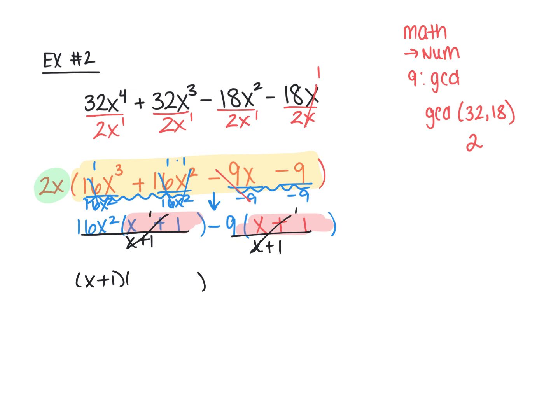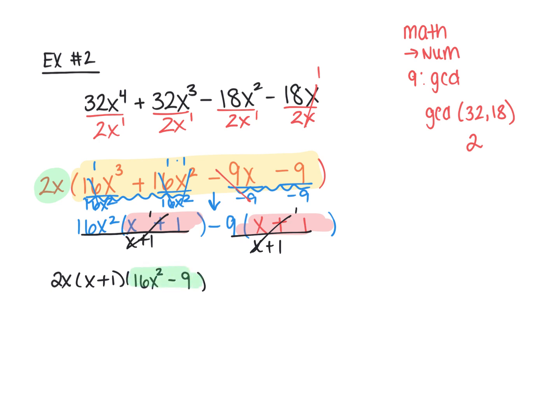So we're left with 16x squared times 1, which is just 16x squared. And then 9 times 1, which is just 9, or in this case, negative 9. Now don't forget this original GCF that we took out in the first place, so that's 2x. And then I do see a little bit more factoring here, people.